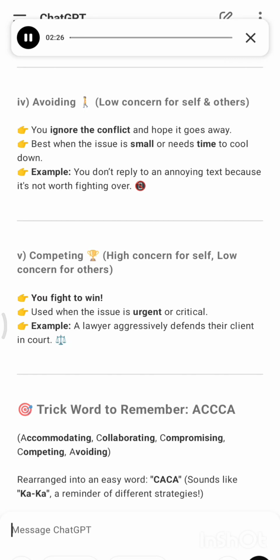Competing: high concern for self, low concern for others. You fight to win. Used when the issue is urgent or critical. Example: a lawyer aggressively defends their client in court.